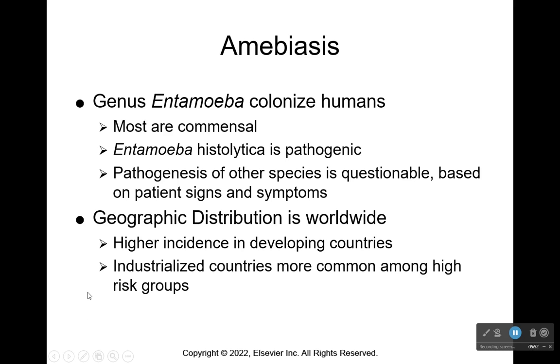Okay, our entamoeba, most of these are not pathogenic. One that is pathogenic is Entamoeba histolytica. A lot of the others, you have to depend on the signs and the symptoms. If you actually do identify those out in the stool, a lot of times the doctor has to decide are they pathogenic or not. And a lot of those are mixed with other things in the stool also. Some of those other entamoebas that are not pathogenic.